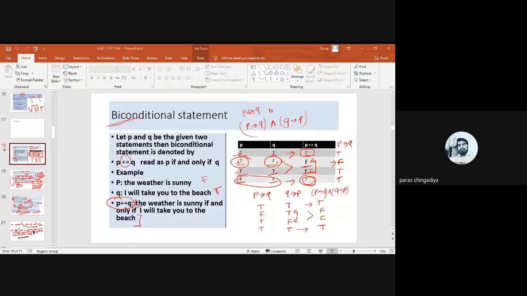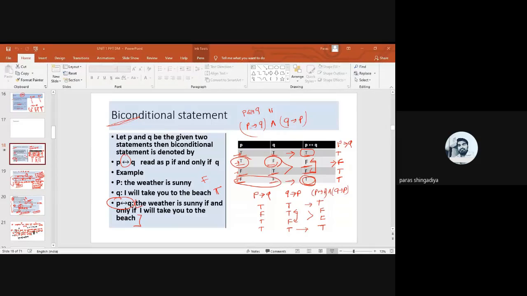Let us check it by using a truth table. For any single statement P, there are two possibilities: it is true, otherwise false. Now we need its negation to find the answer of P or negation P. So negation P will be: T will become F and F will become T. So this is the negation output.